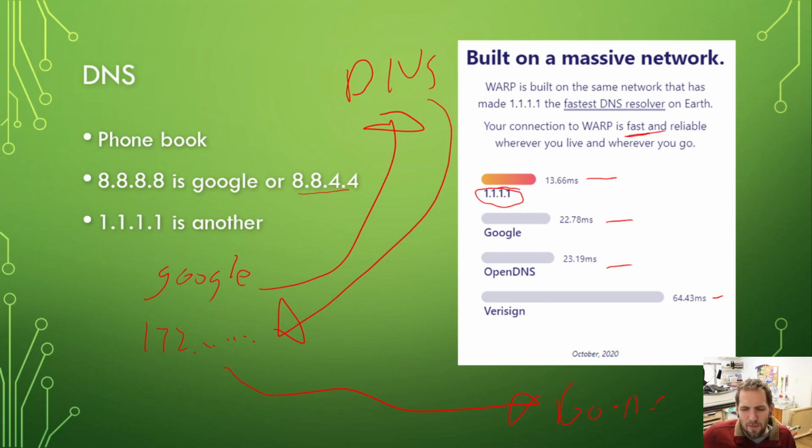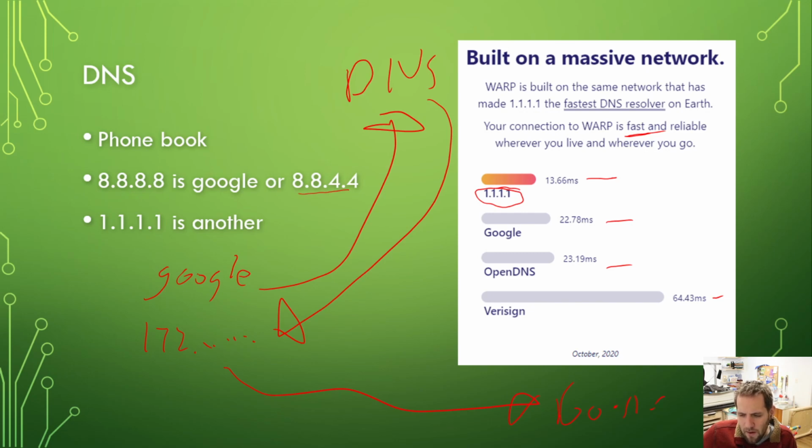If you do not specify one, your ISP will specify one for you. So if you don't have one specified somewhere, there are multiple different locations where you can specify a DNS. You can specify it on individual devices. So you could say, hey, I want to use this DNS server. You could also specify it on your router.